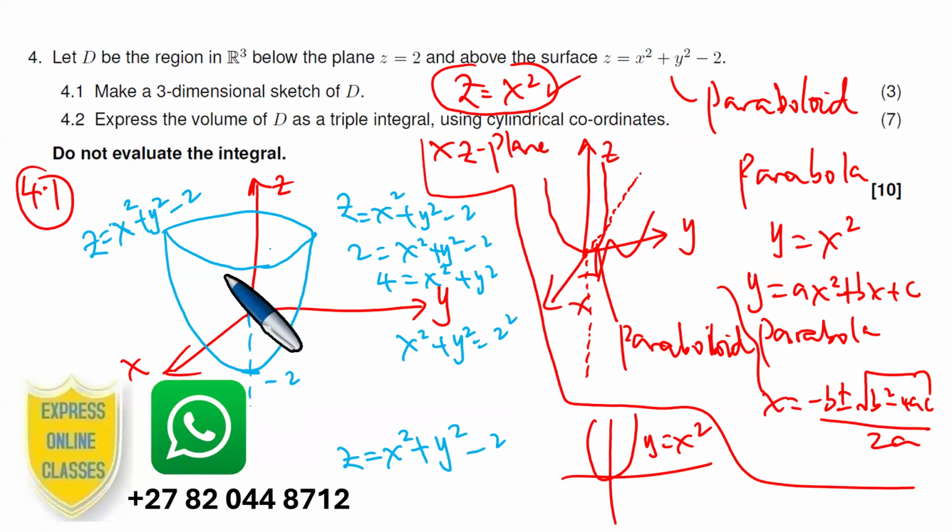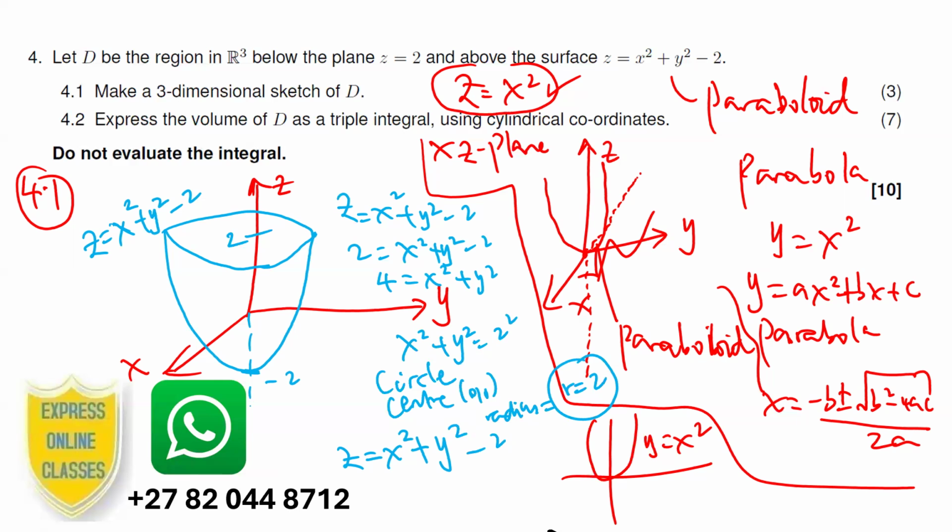So at this point, whenever z is 2, this thing becomes a circle, because x squared plus y squared is equal to 2 squared. It's a circle with center (0, 0) and radius r equals 2. So this is it.